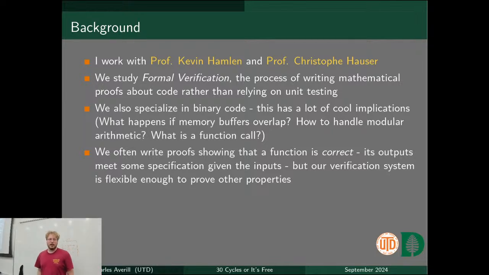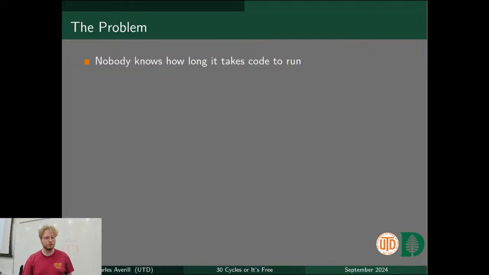And so we're often writing proofs that show a function is correct. So we have some idea of what it means for this function to return the right thing. But our verification system has actually turned out to be flexible enough to prove basically arbitrary properties about code in any kind of form you could think of. So what's the problem, at least in this talk?